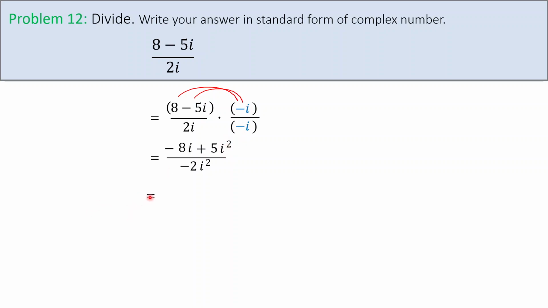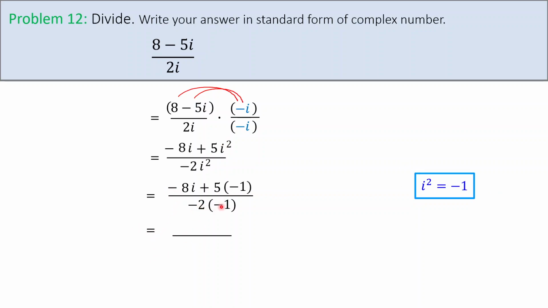Now substitute negative 1 for i squared, since i squared is negative 1. In the denominator, negative 2 i squared is negative 2 times negative 1, which is positive 2. So you are getting a positive number in the denominator.